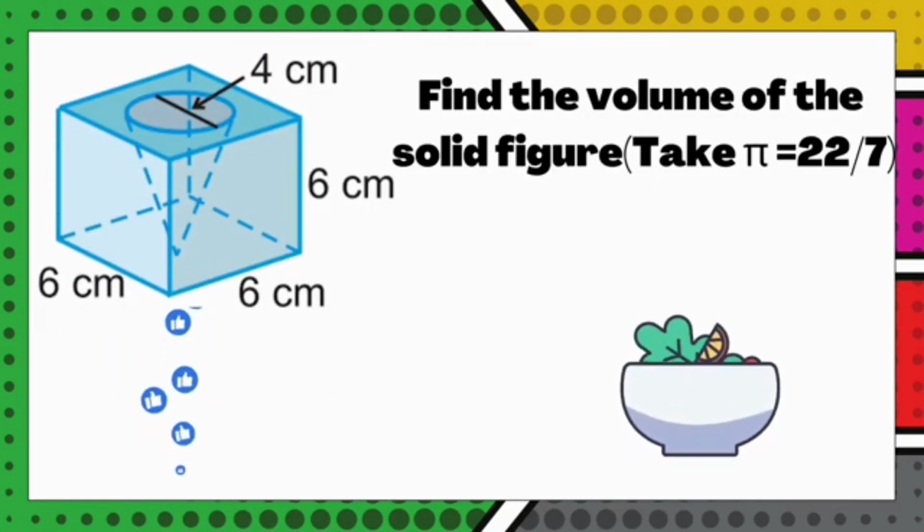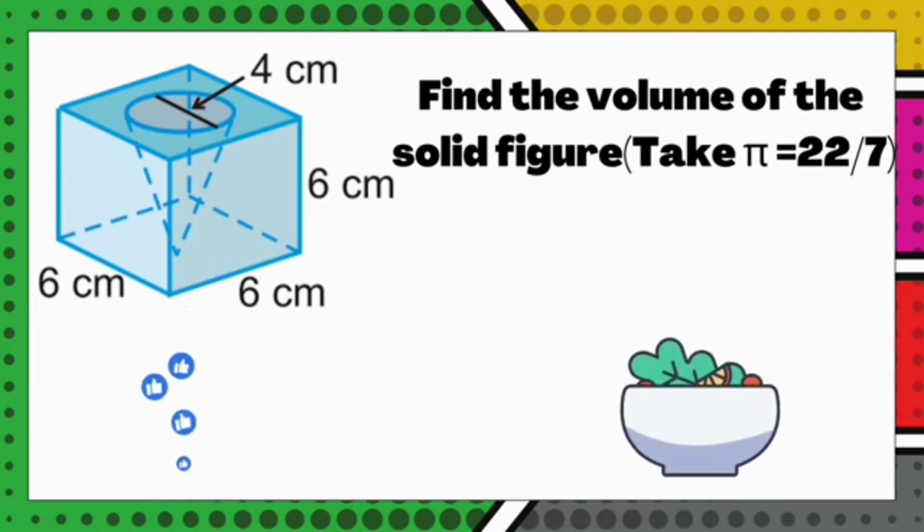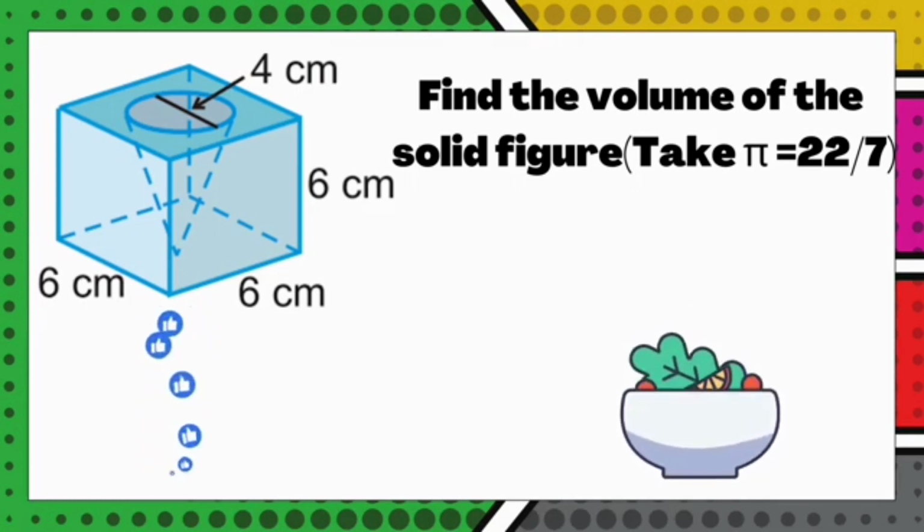In our next example, let's find the volume of the compound solid displayed here. The compound solid is made up of a cube of side 6 centimeters, having a hole in the form of a cone drilled at the top. The base diameter of the cone is 4 centimeters, while the perpendicular height of the cone is 6 centimeters. Hence, the compound solid is a hollow solid.